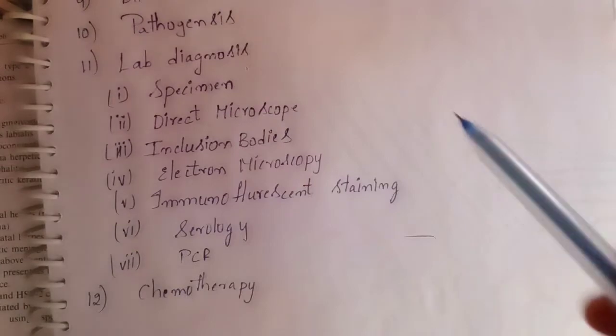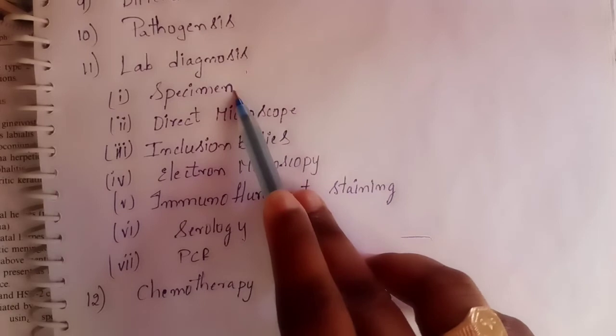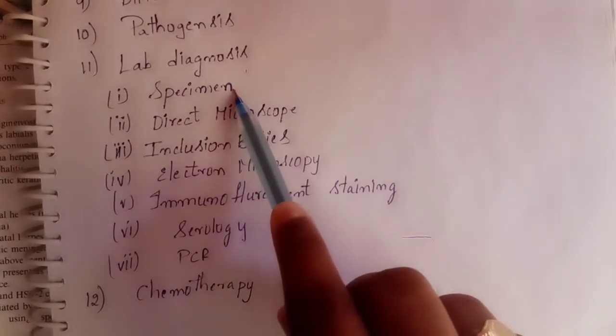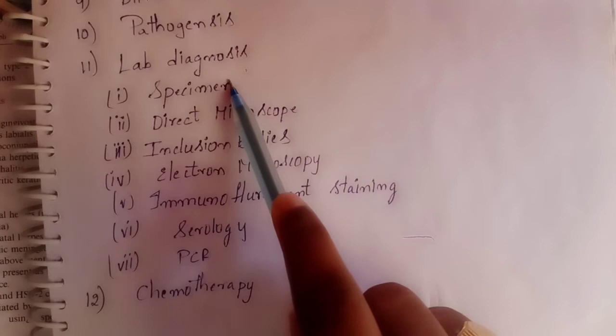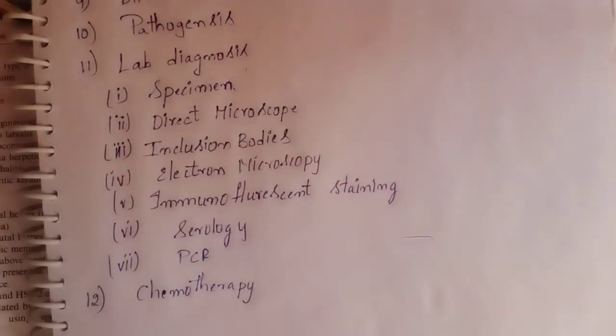Next one is laboratory diagnosis. We can take samples such as vesicular fluid, skin swab, saliva, CSF, corneal scrapings, etc. In direct microscopy, a smear is prepared from the base of the vesicles and stained with 1% aqueous solution of toluidine blue. Examine under the microscope; multinucleated giant cells are observed. We can also observe the cytopathic effects produced in the cultivation of herpes viruses.